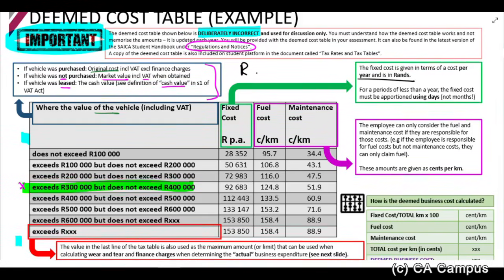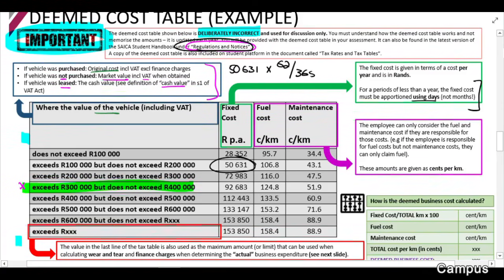Okay, a couple of extra things we want to talk about here. This fixed cost here is for a year. So if you had a travel allowance for half a year, for example, you would have to apportion it. Now, important, again, regulations and notices in your Cycle Student Handbook tells you that you must apportion it using days. So, for example, let's say that was the fixed cost, and you used this vehicle for 62 days in the tax year. You would have to apportion it by 62 over 365.